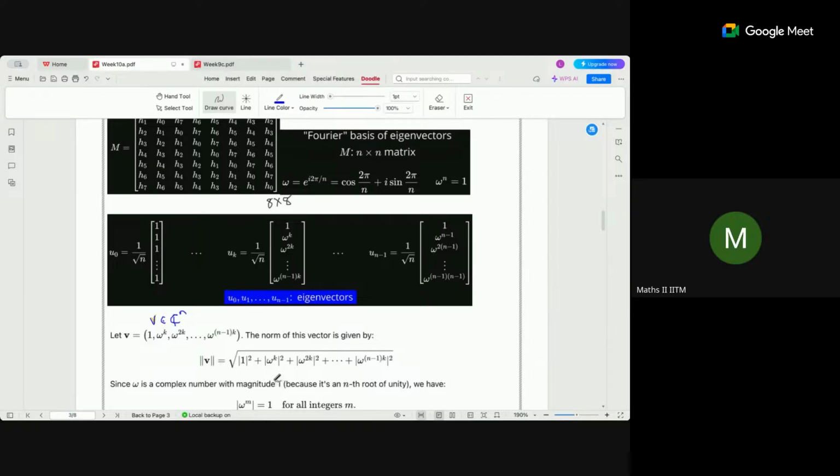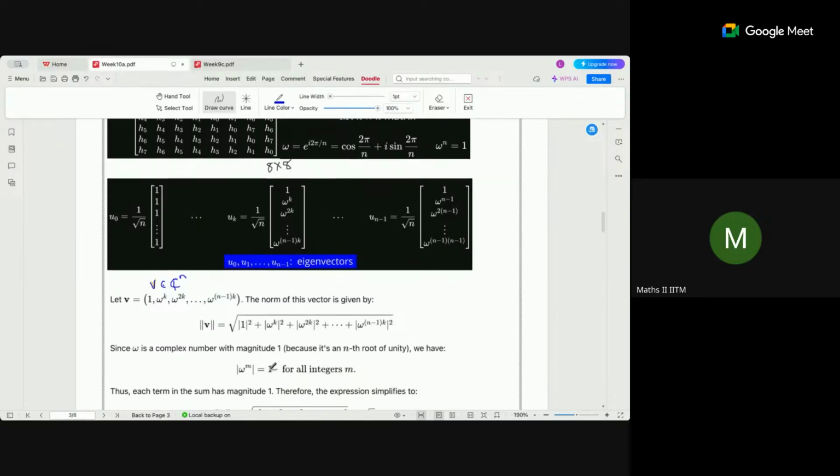Omega is a complex number and its magnitude is 1, right? Because the distance of that vector from the origin is 1. It's the nth root of unity. So it means the modulus of omega power m is equal to 1 for all integers m. Yes or no? Is this point clear? For all integers, the modulus of omega power m is equal to 1. Is it clear? Because it is the nth root of unity, right?